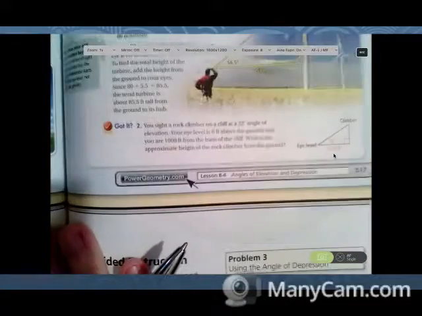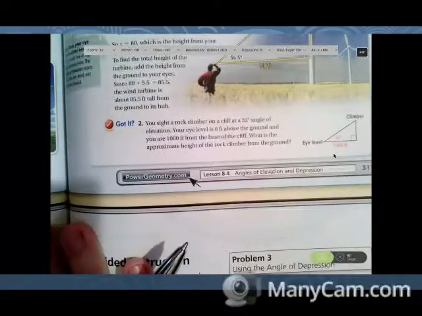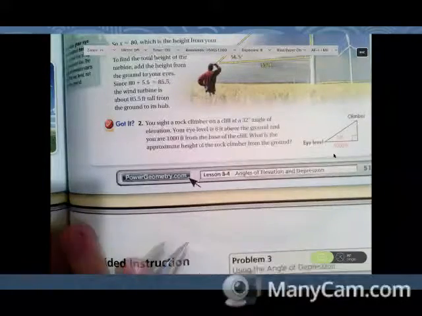So try the got it. See if you can solve it. Alright, problem 3.